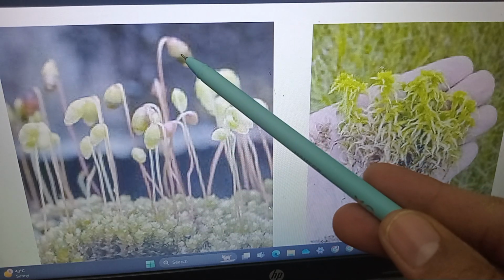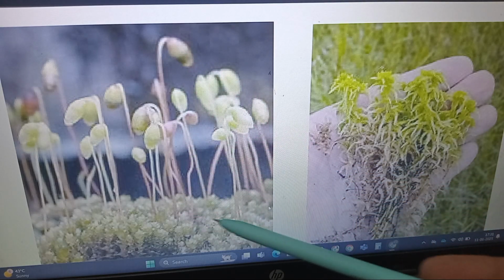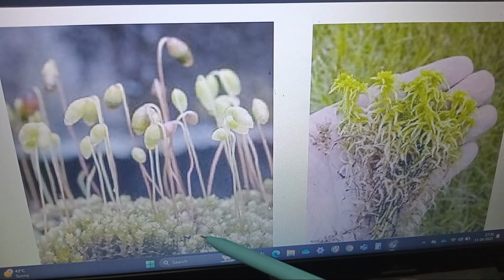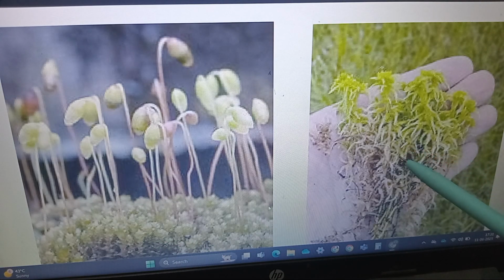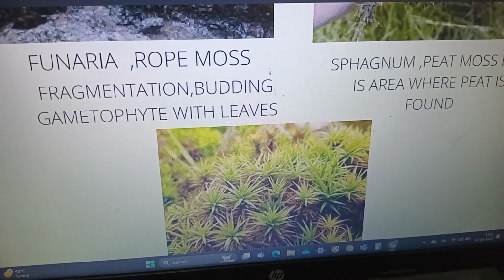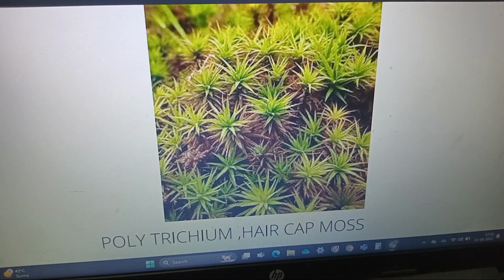Here we are seeing this capsule, the seta and the foot, which is dependent upon the gametophyte. This is the peat moss, also called Sphagnum. And the third example is this Polytrichum. Polytrichum is the hair cap moss.